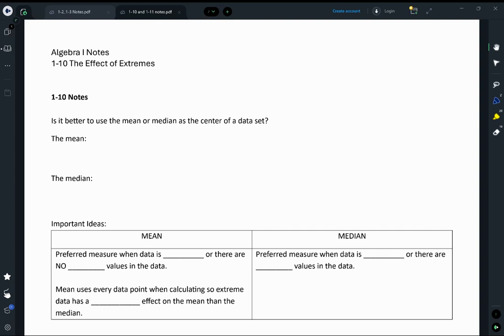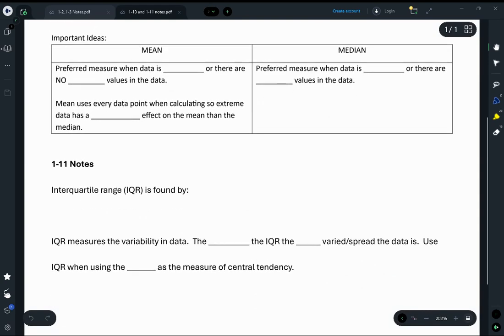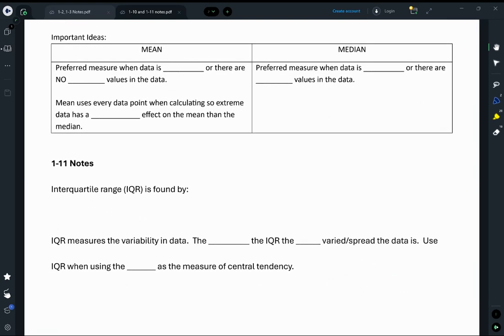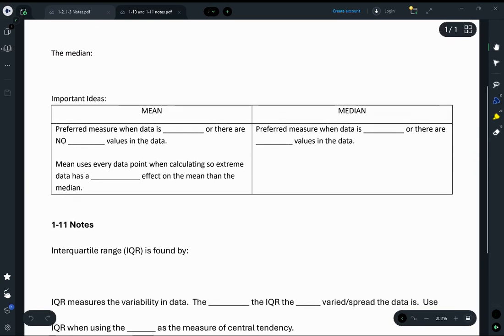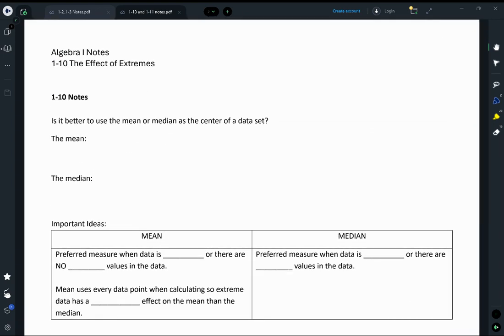Hello class, these are our 110 notes on the effective extremes, and then also we've got 111 notes. So we're going to go ahead and put those two together. All right, so for 110 notes, the big question for 110 is: is it better to use the mean or median as a center of a data set?